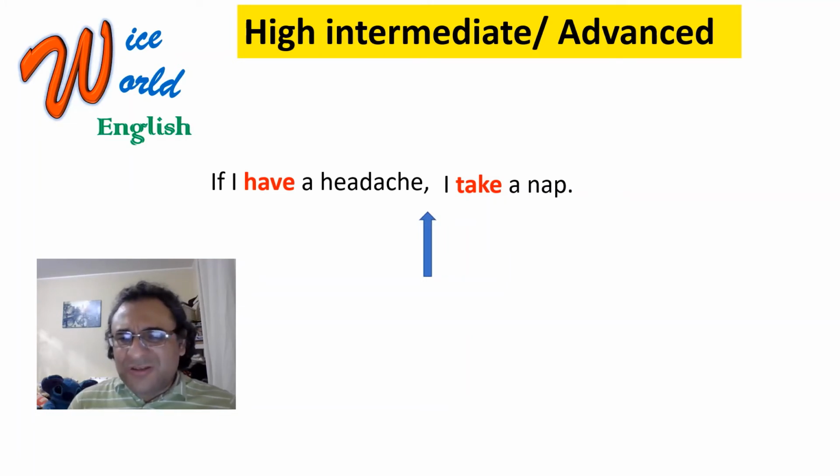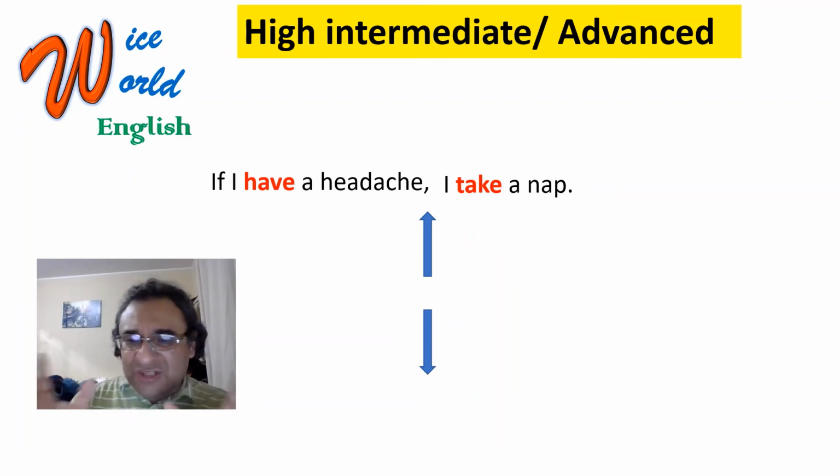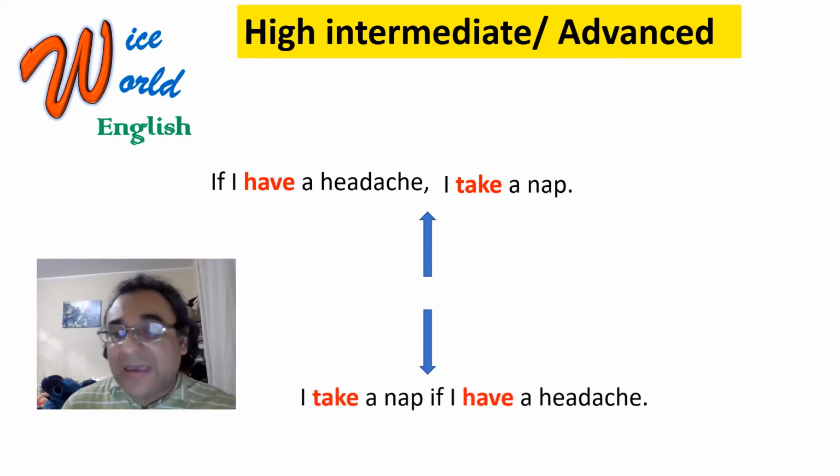Now, notice that also for conditionals, we have 2 clauses, right? 2 parts. Right, the first part says if I have a headache, the second part says I take a nap. I can change the order of the clauses without affecting the meaning. I can say I take a nap if I have a headache. But if you look at the arrows, you will see something interesting there, that something is different. Can you see it?